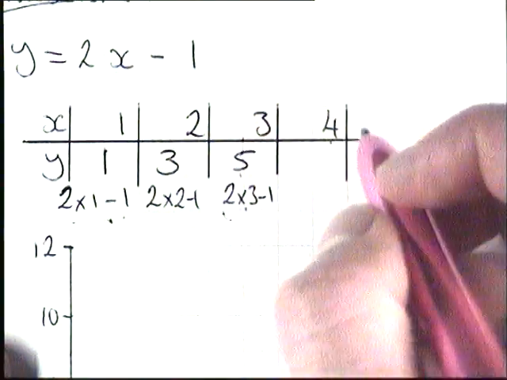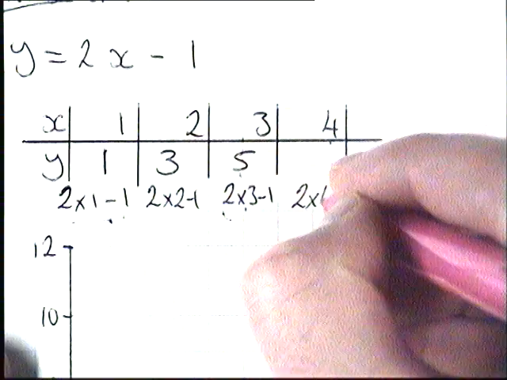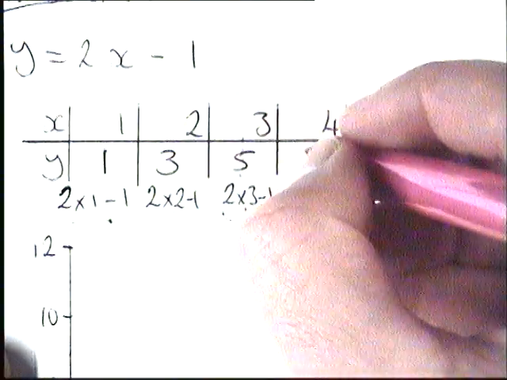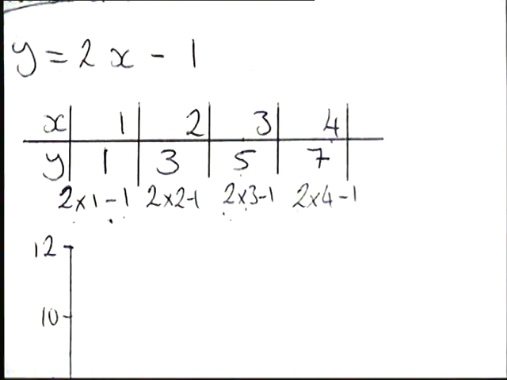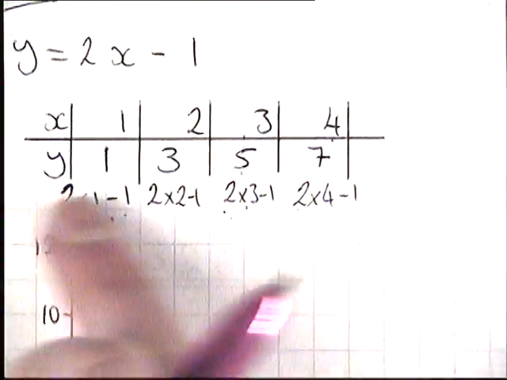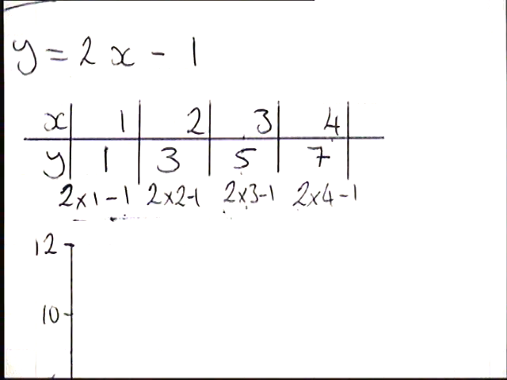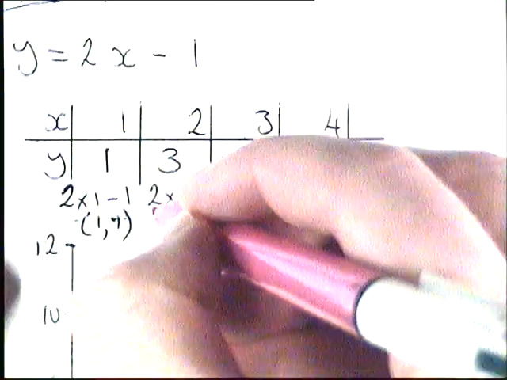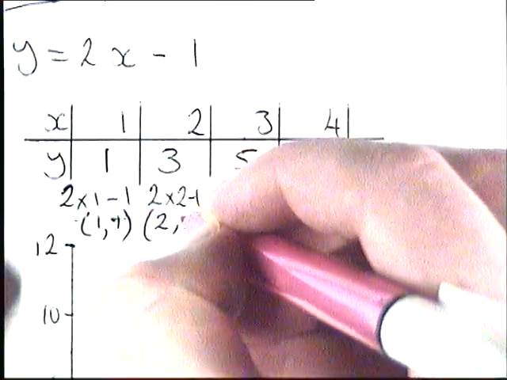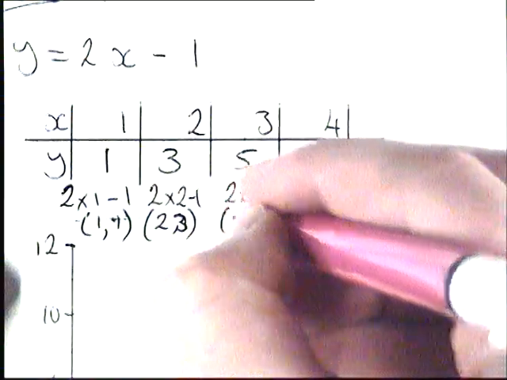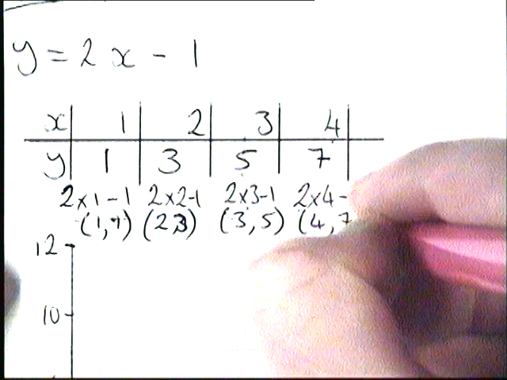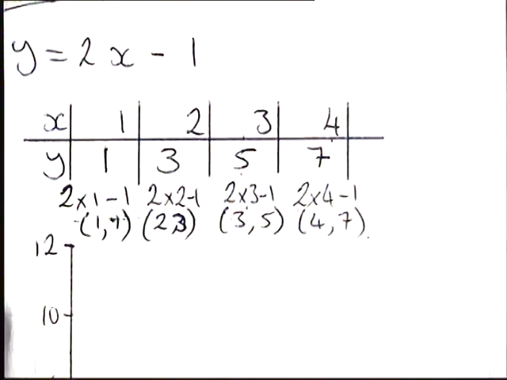And then we're going to do our last x value, so the 4. So 2 times 4 minus 1. 2 times 4 is 8. Take away 1 is 7. So now that has generated our coordinates. So we've got 1, 1. When x is 2, y is 3. When x is 3, y is 5. And when x is 4, y is 7. And we can now plot those coordinates on our grid.